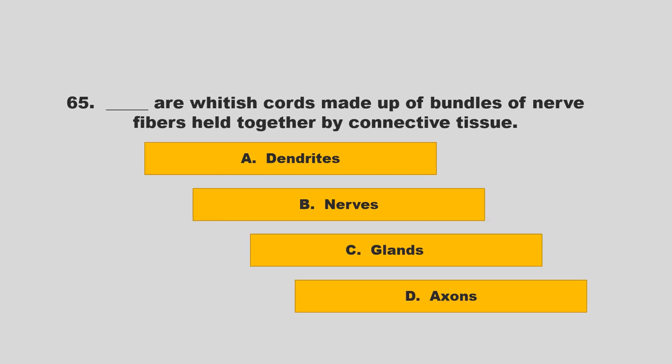Blank are whitish cords made up of bundles of nerve fibers held together by connective tissue. Dendrites, nerves, glands, axons. If you chose B, nerves, you are correct.